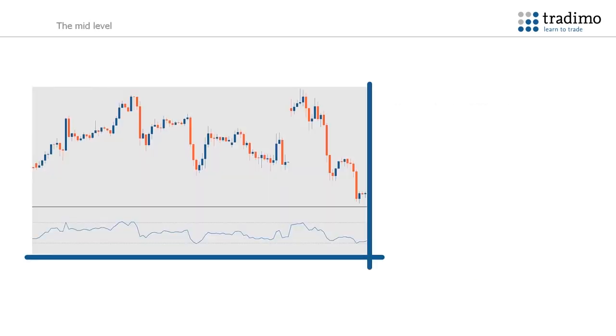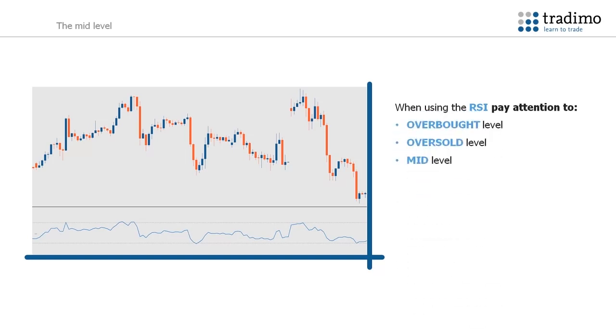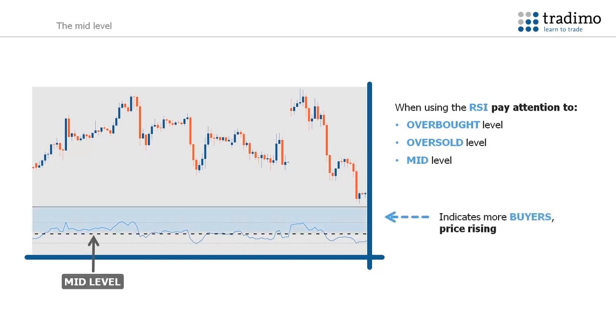There are essentially three levels that traders pay close attention to when using the RSI: the overbought, oversold, and mid-level. When the RSI line moves up through the mid-level or 50 level, it indicates that there are more buyers in the market, causing price to rally. And if the RSI line moves down below 50 or mid-level, it shows that there are more sellers in the market, causing price to drop.